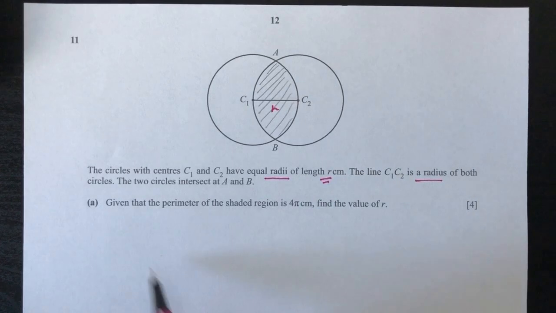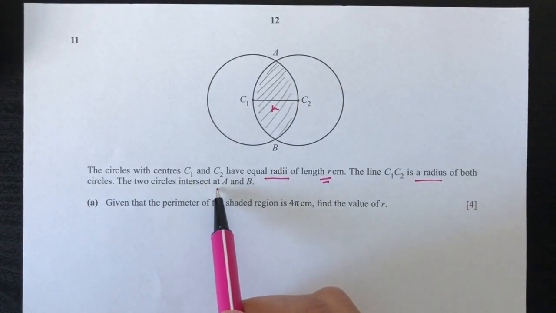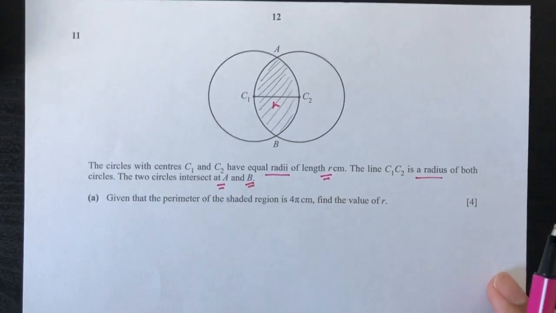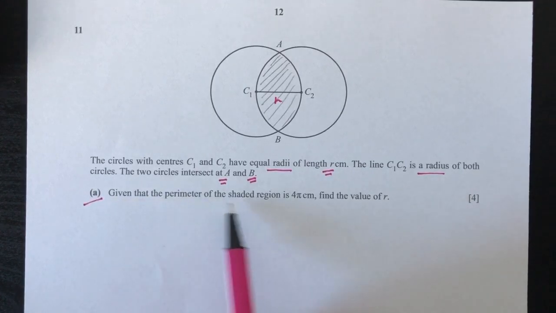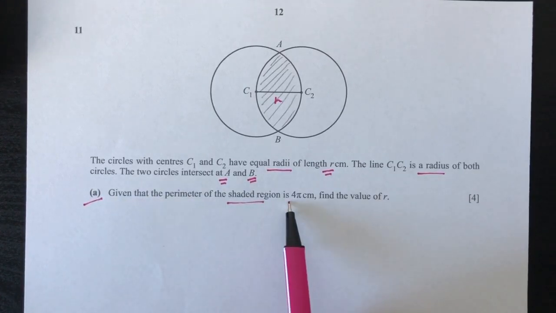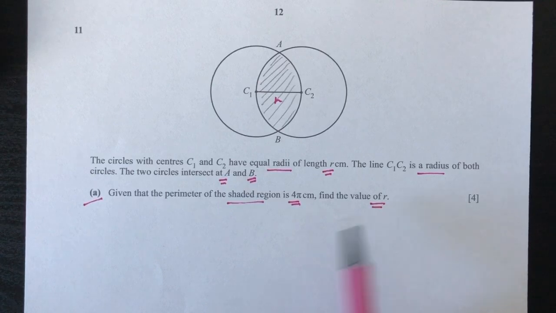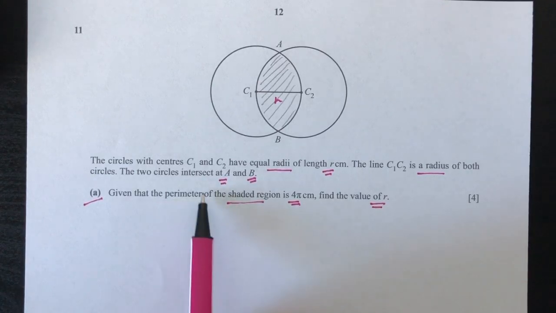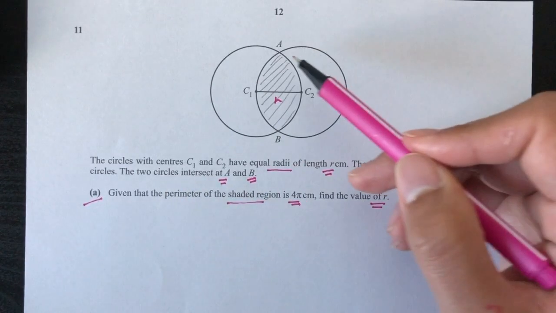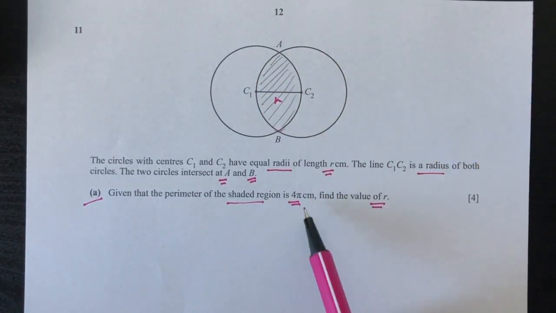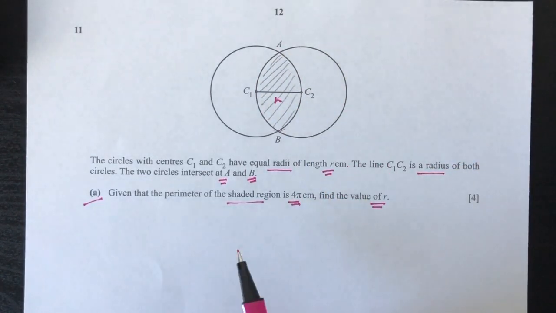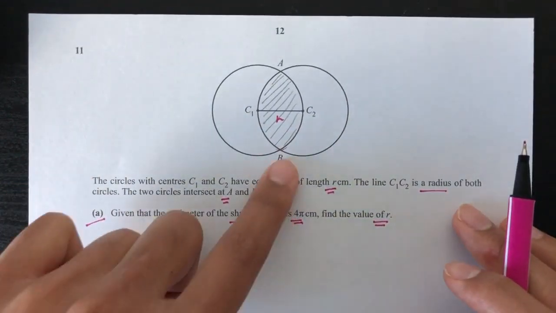Now, it says the circles intersect at A and B. So question part 1, it says, given that the perimeter of the region is given by this, find the value of r. So how would you find the perimeter of that region? You will do this side plus this side, which will be equal to 4 pi. So now let's see what we can do with this shape.